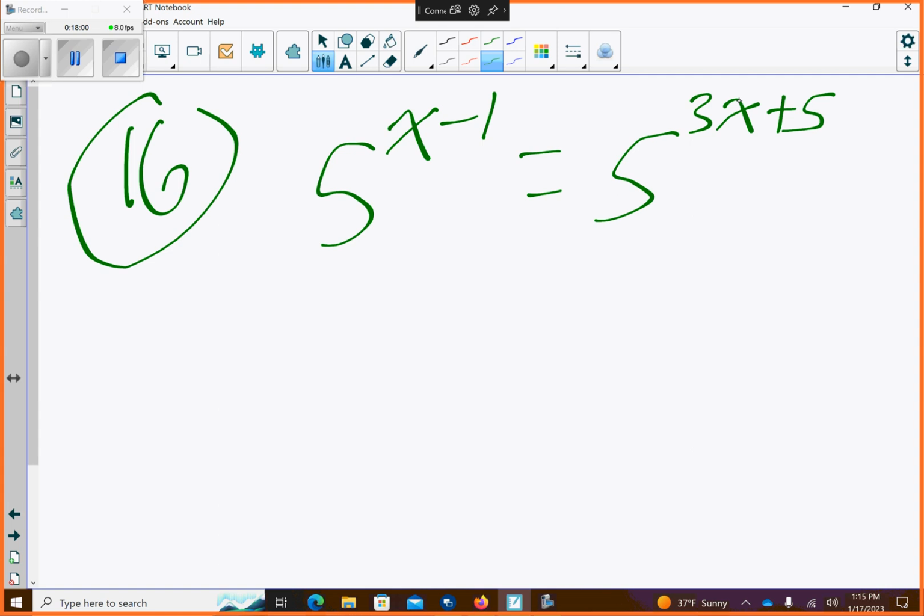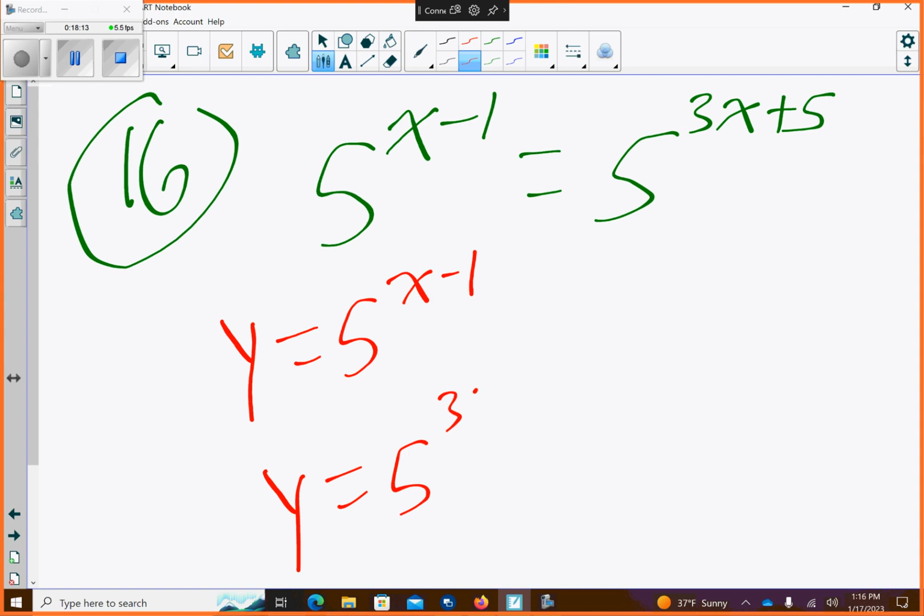But I want to show you where Desmos is going to be our friend here. So I'm going to take each of these equations and make them their own equation. And I'm going to try and figure out where these are going to intersect each other. When they intersect each other, we're looking for the x value only.